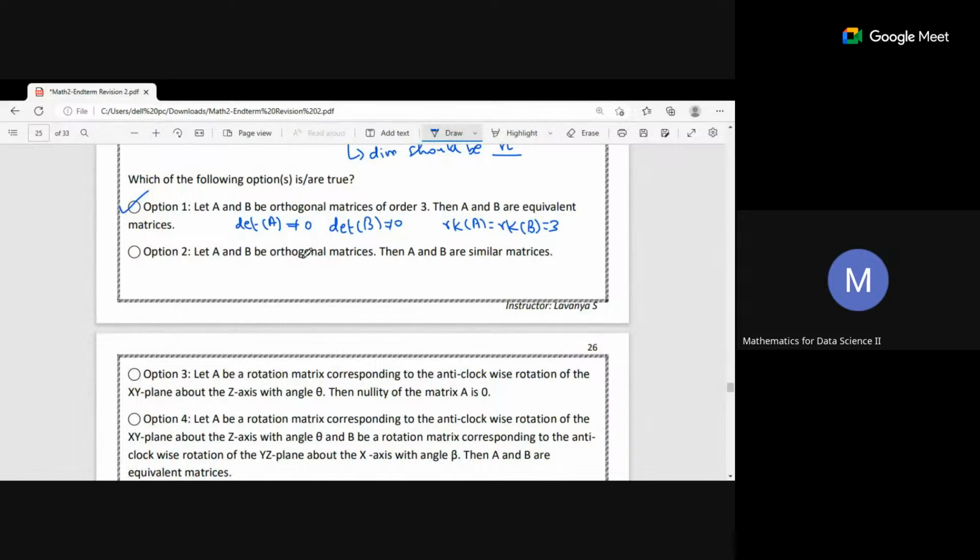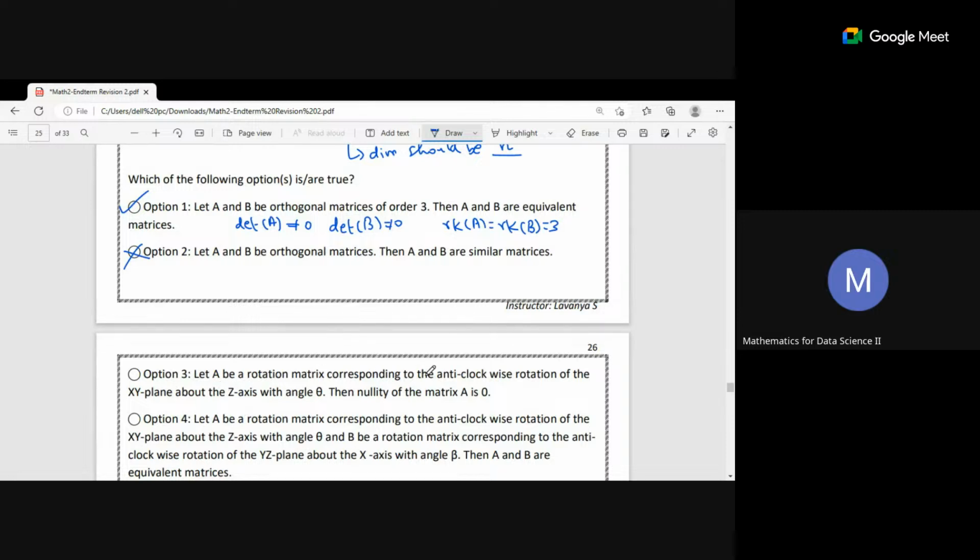Right? Let A and B be orthogonal matrices. Then A and B are similar. Is that true? No, ma'am. No necessity. Yes or no? No, right? It is not necessary. Maybe there are some examples. I have not given it here. Let's see, I can add it before uploading.